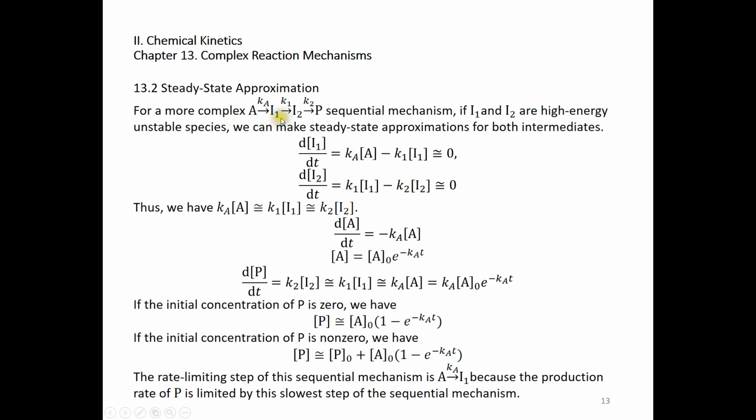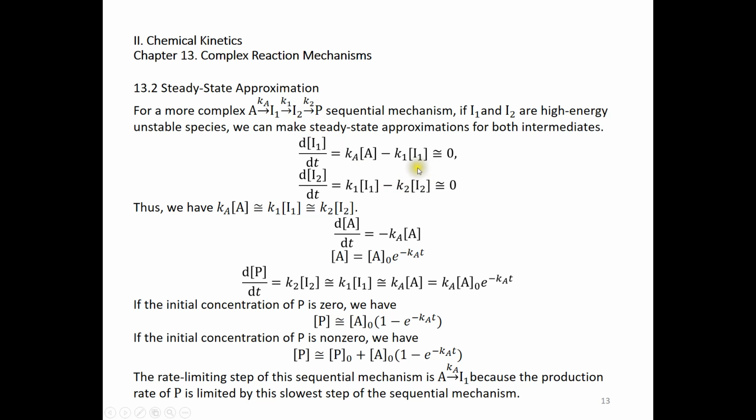And why is that? Well, it's just because I1 is produced in the step from A to I1. The rate is Ka A over here. I1 is consumed in the second step. The rate is K1 I1 right here. I2 is produced in the second step. The rate is K1 I1 right here. It's consumed in the last step. The rate is K2 I2, so minus K2 I2 over here.